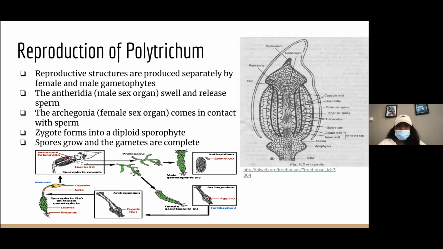Inside of the capsule, the sporophyte goes through meiosis to produce four haploid spores. After the sporophyte matures, the operculum enlarges and the spores are released through the peristome. The operculum resembles a lid that helps keep out the water. The peristome is what allows for the spores to be released, and the spores grow and the gametes are complete.